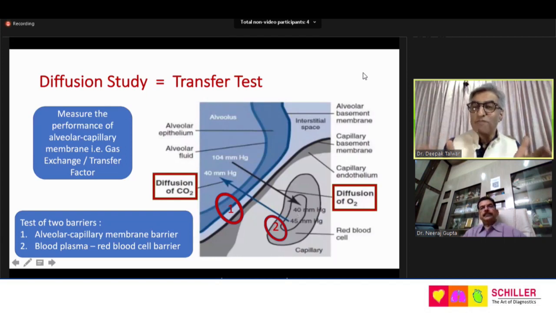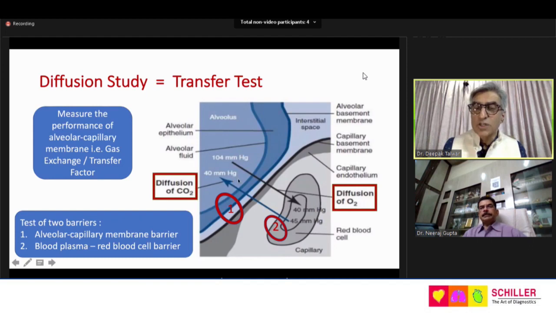So what we do in a diffusion study is not simple diffusion from air to aqueous phase, but it is more than that. It is from air into the aqueous phase, and the aqueous phase has a component which is in the plasma, in the blood, as well as in the membrane of the RBC, which again is there. So there is another membrane, the erythrocyte, and finally when oxygen crosses and diffuses into the RBC, it has to combine with the hemoglobin. So everything across this passage is going to be tested when we do a diffusion study, and that's why a better terminology is a transfer test rather than a diffusion study.